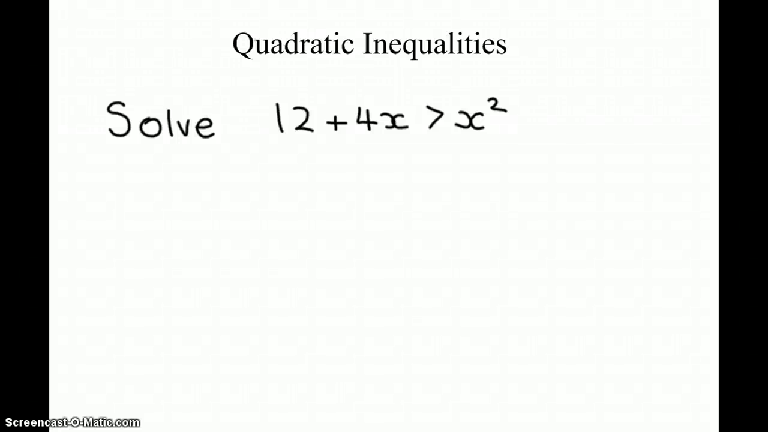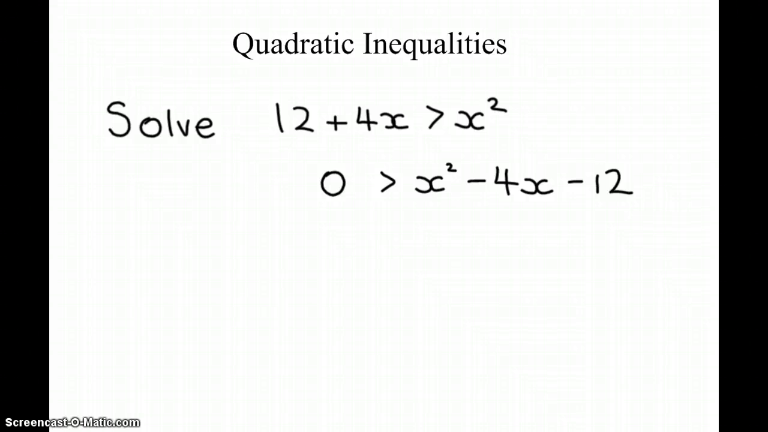Okay, when we solve quadratic inequalities, we need to first of all do the same as we would do if it was an equation and put a 0 on one side, so make one of the sides 0. So I'm going to make a 0 here, and I'm going to take away 4x's from each side and take 12 from each side to get that.